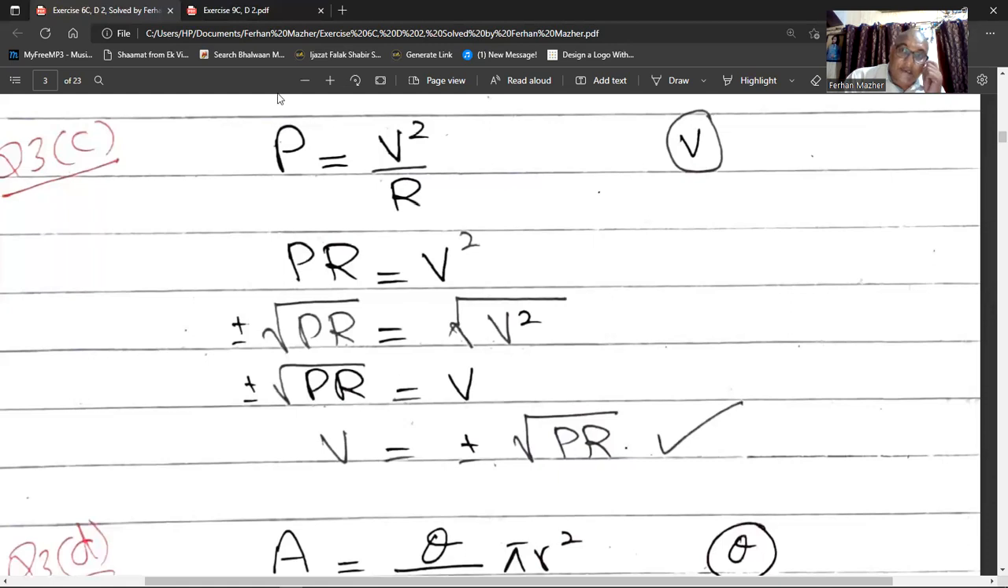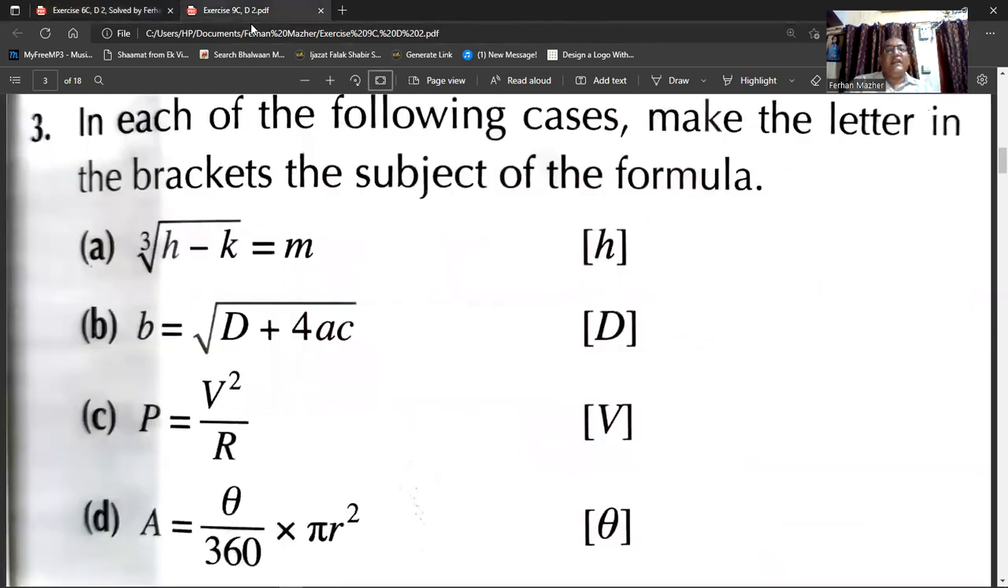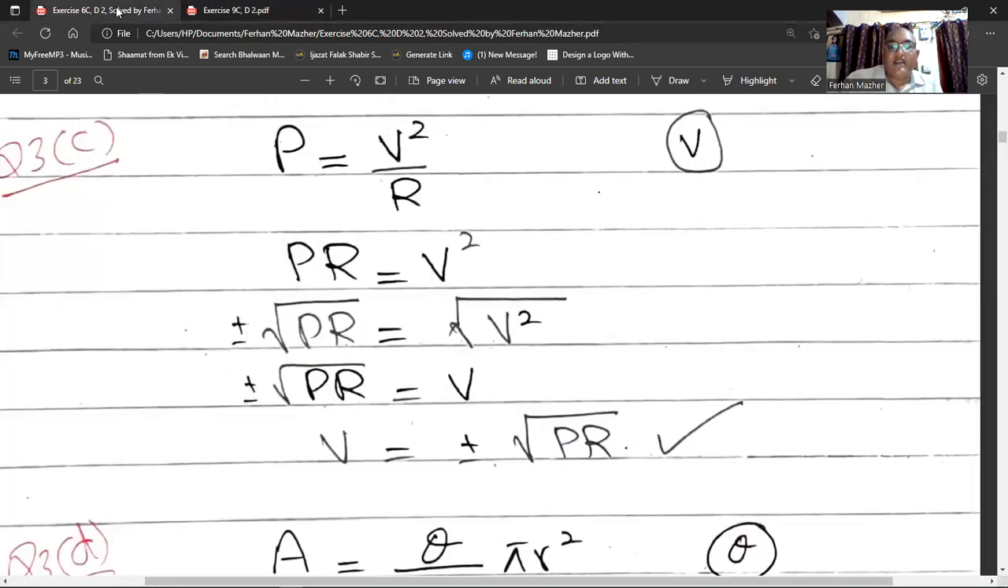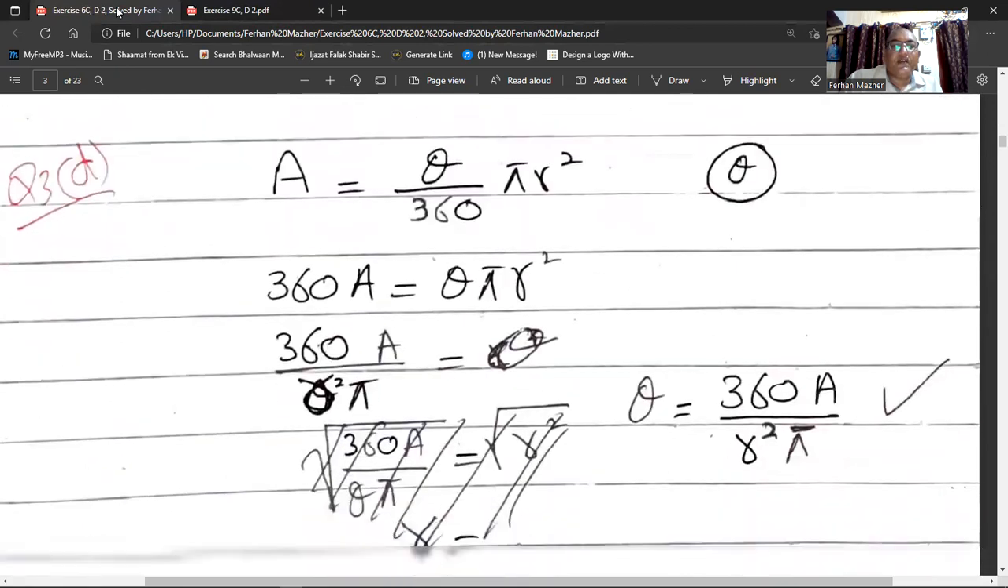I hope you understand this, and let's go to the next part. The next part is A is equal to theta divided by 360 multiplied by pi r square. We want to make theta the subject of the formula. Very simple, straightforward, and here we come.